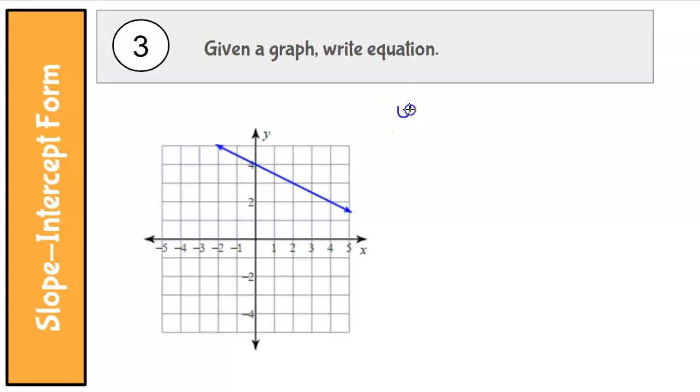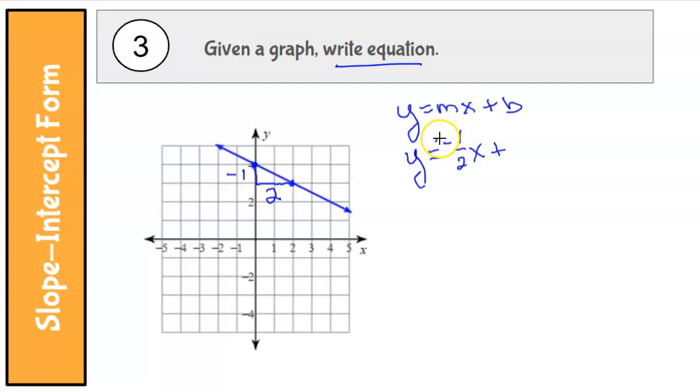Same thing, I need y equals mx plus b. I'm supposed to write an equation that matches this graph. So I need my slope and I need my y-intercept. So I take 2 points. My run is 2 and my rise is 1 and it's going down. So my slope is going to be -1/2.